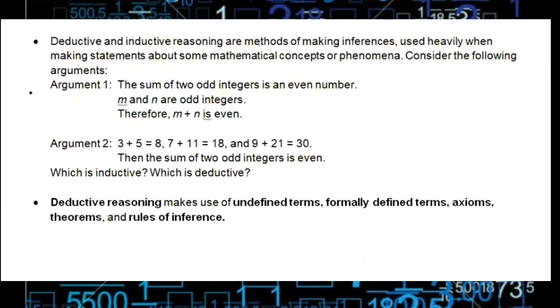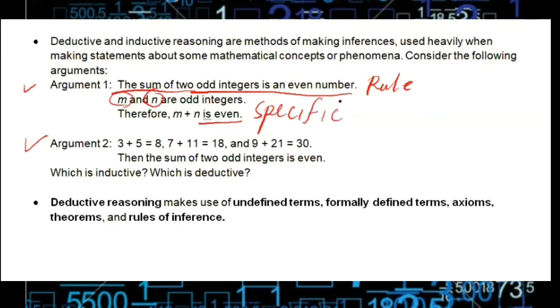Given these two arguments, argument 1, argument 2, which is inductive, which is deductive? Argument 1, the sum of two odd integers is an even number. M and n are odd integers. Therefore, mn plus n is even. So it means you give first a general rule before you give specific examples. Rule before specific examples, automatically this argument 1 is deductive.